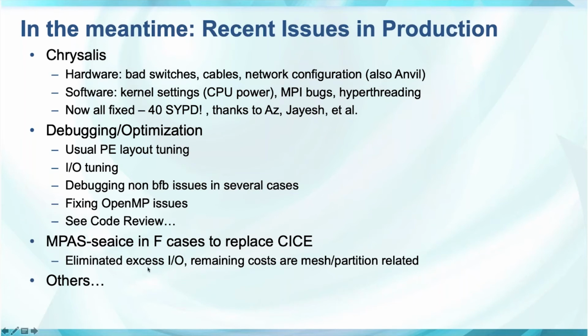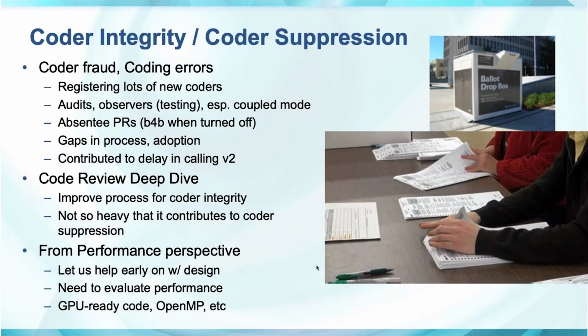And some of it was just configuration issues. It was doing a little too much IO, but some of the remaining costs are associated with the mesh and partition. So it's a little bit more expensive than running the CIs, but not prohibitively so, and there may be other things we can do here. So there are a lot of other smaller issues that we continue to work on.